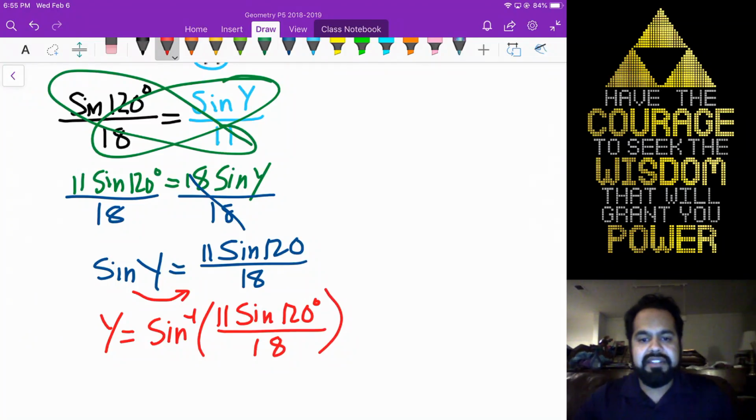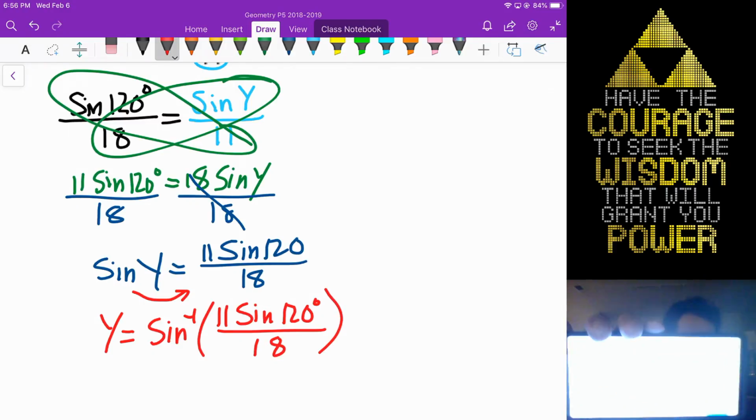Now, I'm going to type it into my calculator and make sure that you guys see all the syntax that I'm going to put into it. Make sure that you close off your parentheses and put stuff in the right order: 11 sine of 120 divided by 18. Now I have not hit enter yet. Gotta move the iPad. Make sure you guys can see this.